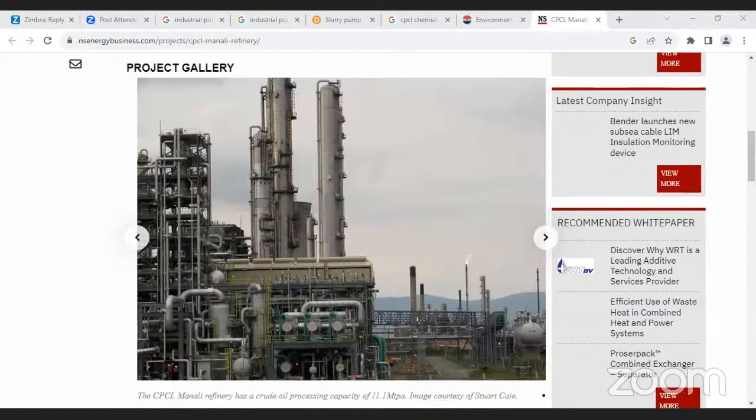And then the right-hand side, this portion is the oil separator. We are not seeing that separator. Only that project gallery only we are seeing.